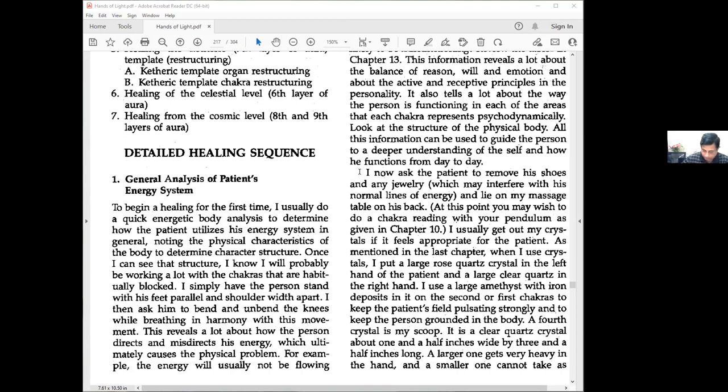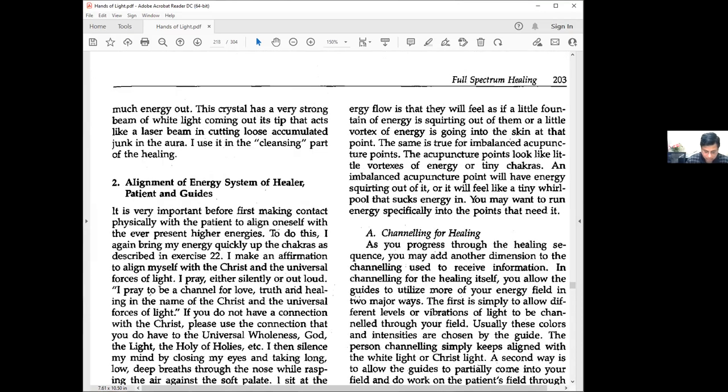I use a large amethyst with iron deposits in it on the second or first chakras to keep the patient's field pulsating strongly and to keep the person grounded in the body. A fourth crystal is my scoop. It is a clear quartz crystal about 1.5 inches wide by 3.5 inches long. A large one gets very heavy in the hand, and a smaller one cannot take as much energy out.